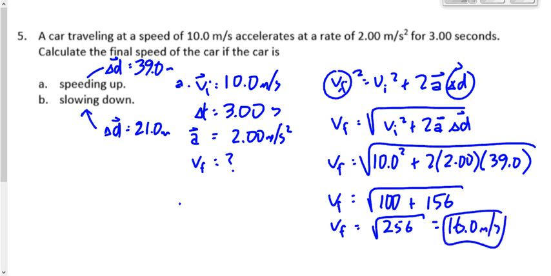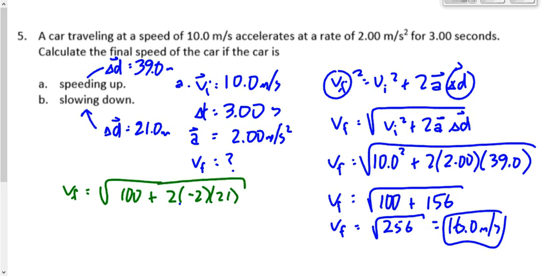Good. Now, what's the only difference here between this and question B? Question B, we got a -2 there. So we're going to say VF is equal to the square root of, this would be 100. Oh, no, never mind. 100 plus, that's 10 squared, right? Plus 2 times -2 times 21.